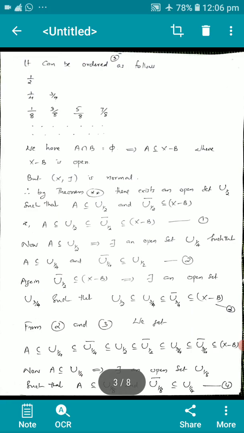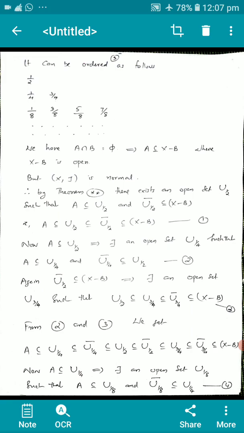From 2 and 3, what can we write? A is a subset of or equal to U1/4, which is a subset of or equal to U1/4 bar, which is a subset of or equal to U1/2, which is a subset of or equal to U1/2 bar, which is a subset of or equal to U3/4, which is a subset of or equal to U3/4 bar, which is a subset of or equal to X minus B.